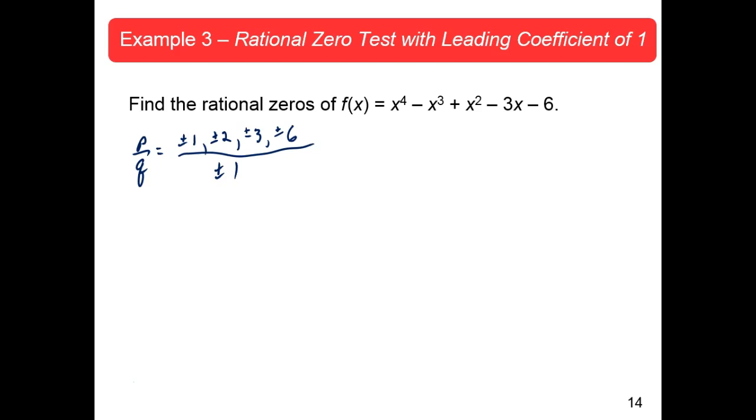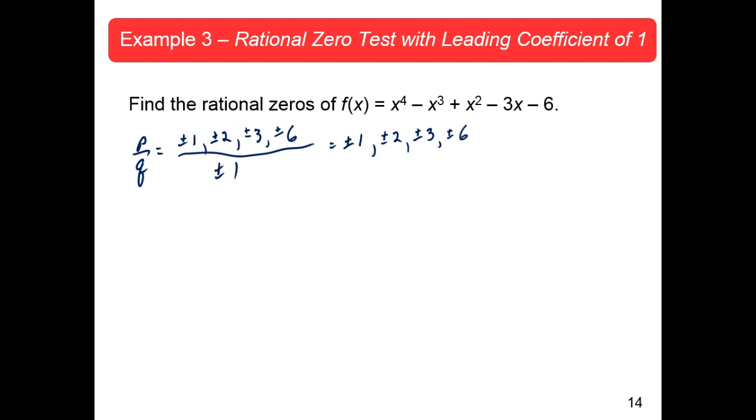I'll write them out. Plus or minus 1, plus or minus 2, plus or minus 3, and plus or minus 6. Now, which of those do you think would be the easiest to try to figure out if it's a 0? The easiest would be 1. Because if x is a 0, when you plug in 1, you should get 0, right? And what happens if you plug in 1 here?